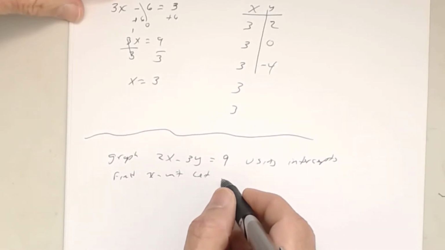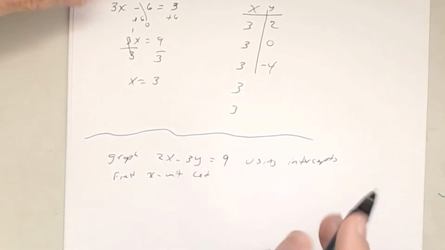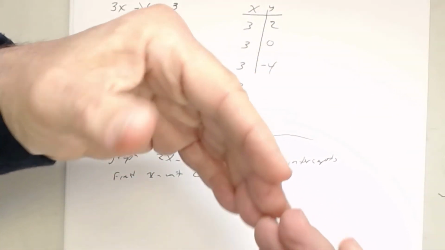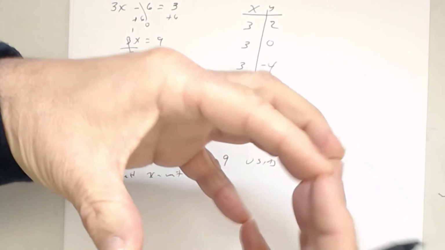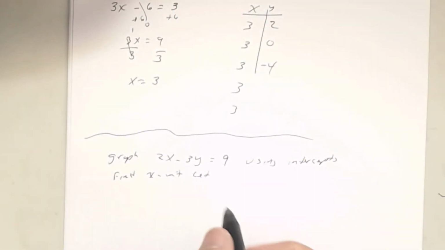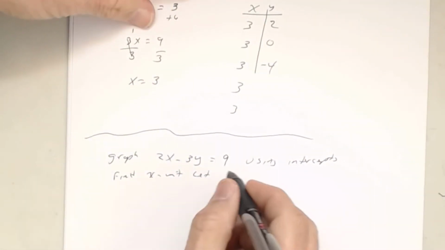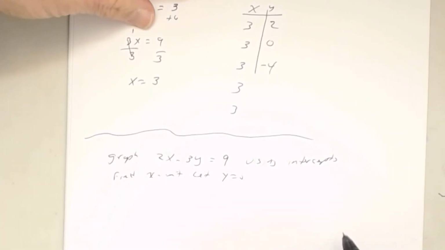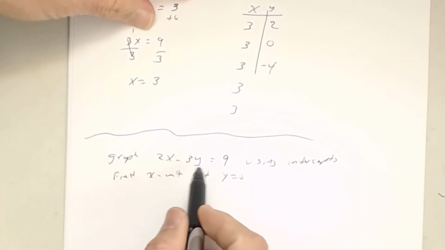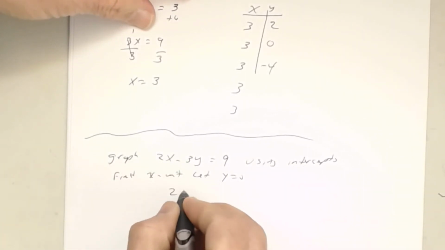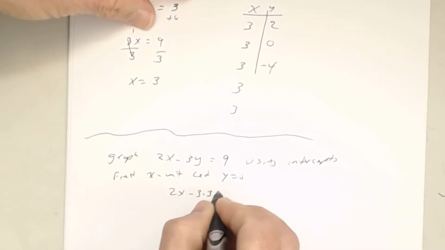Not 0 equal x, because no matter where you are on the x-axis, what is the y-coordinate? 0. So if you want to find the x-intercept, you're going to let y equal 0. So if y is 0, where we see the variable y, you're going to plug in 0. So I get 2x minus 3 times 0 equal 9.